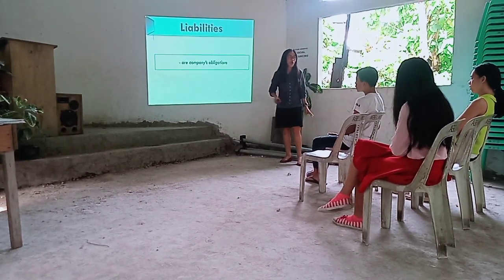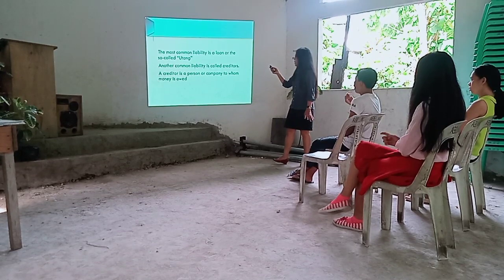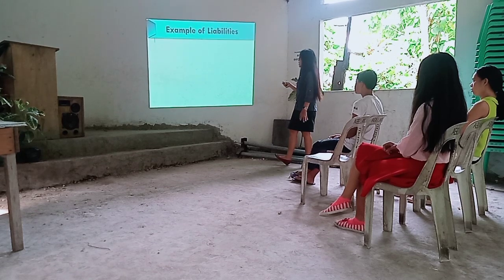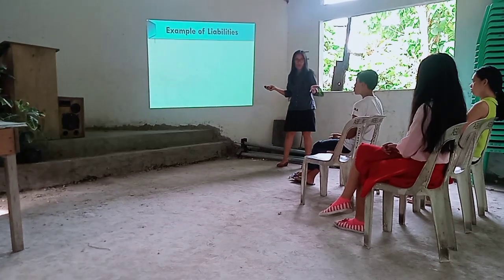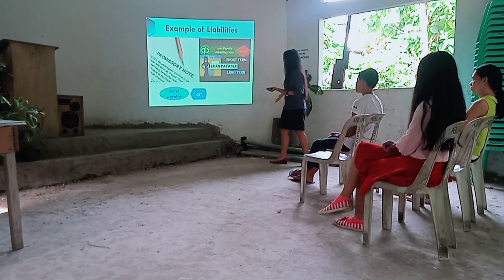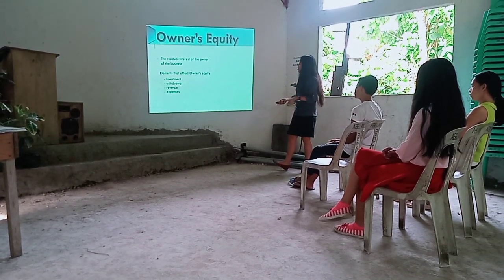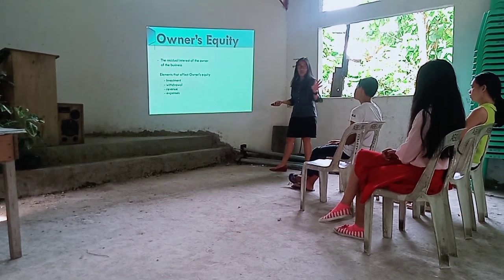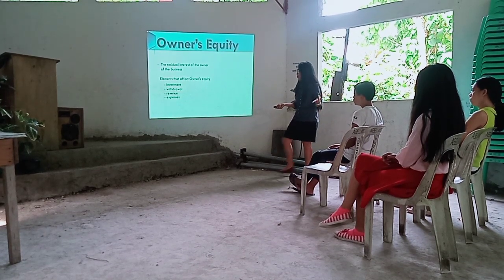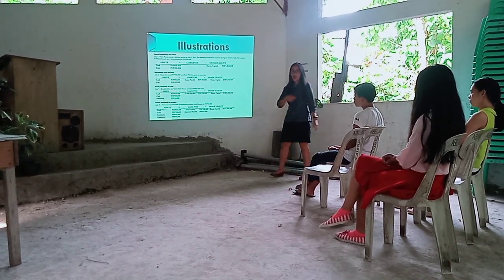So next one is, what are liabilities? Our company's obligation, the so-called utang or the debt of the business. The most common liability is a loan, or the so-called utang. So creditors, that is liabilities. Example? Loans payable. Okay. So next one is owner's equity. This is the residual interest of the owner of the business. There are four elements that can affect owner's equity: investment, withdrawal, revenue, and expenses. Okay?